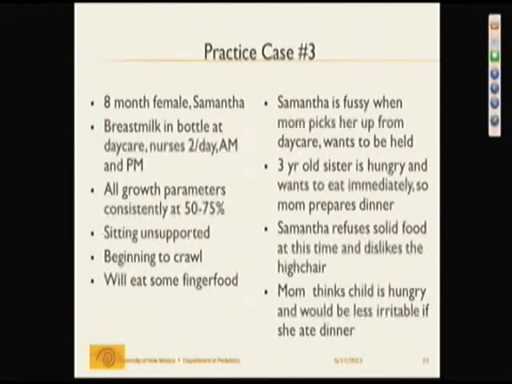She has a 3-year-old sister who's also in the same daycare setting, who's hungry and wants to eat immediately, so mom prepares dinner. Samantha refuses solid food at this time and dislikes the high chair. Mom thinks this child is hungry and would be less irritable if she ate dinner. And you guys know you've seen a kid just like this before, plus the other two that I presented as cases.